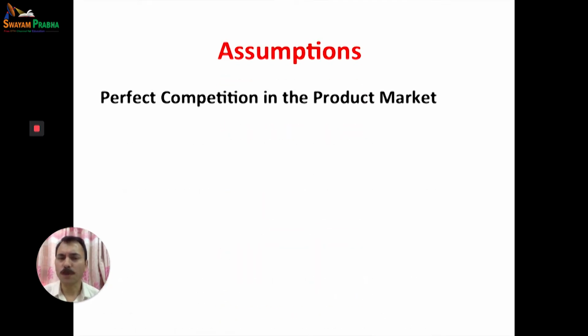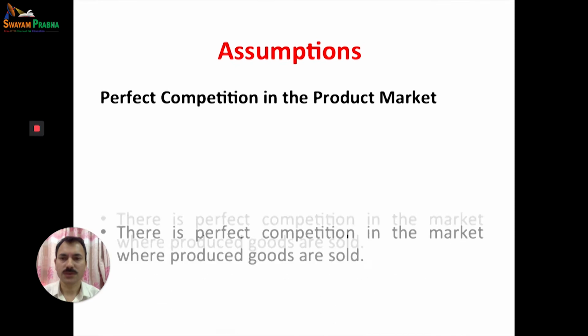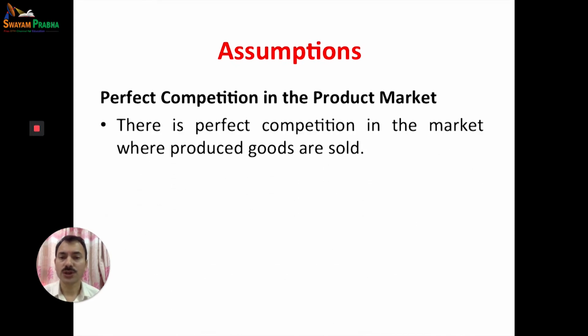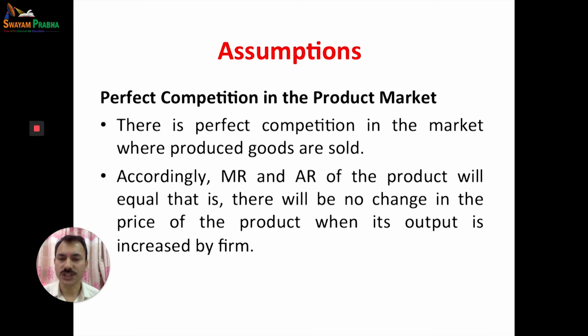Second, perfect competition in the product market. We have to assume that there is perfect competition in the market. Perfect competition means a market where goods are sold and there is a large number of firms producing a homogeneous product. As we have already discussed in market structure, MR, marginal revenue, and AR of the product will be equal. You cannot differentiate AR from MR because of the homogeneous product. There will be no change in the price of the product when its output is increased by the firm. The price of output remains the same. The average revenue will be the same, and marginal revenue will be equal to average revenue.